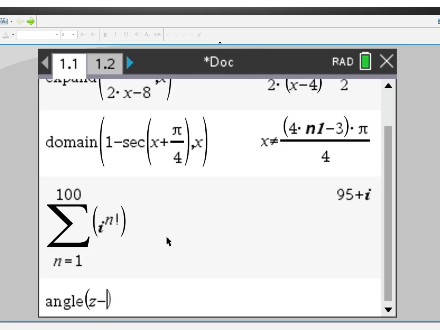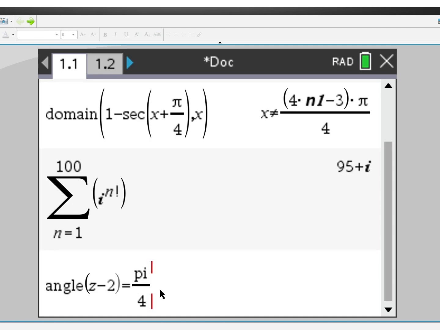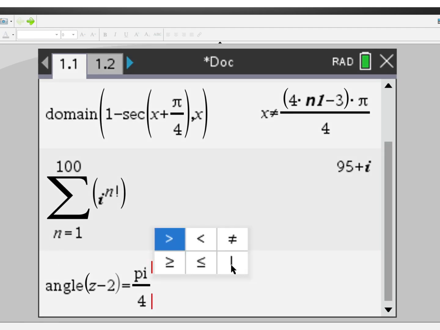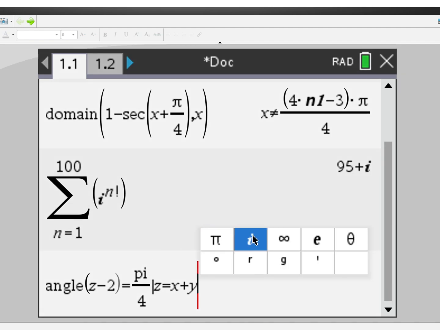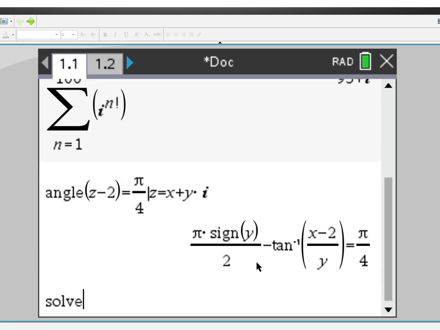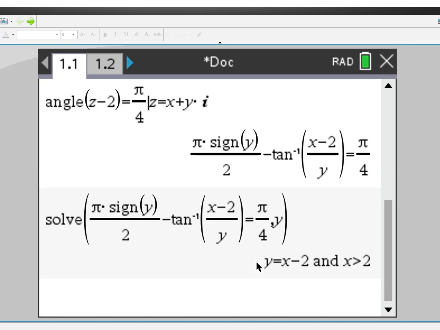So we're saying z minus 2 is equal to pi over 4. Given that z is equal to x plus yi, I'm going to solve for y, because remember, we know it's a straight line. There it is. This is your equation, of course, x has to be greater than 2, with an open circle. This is our equation of our ray. And we're going to do the same thing for the other one.